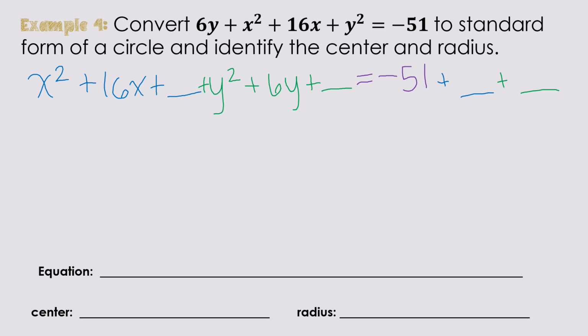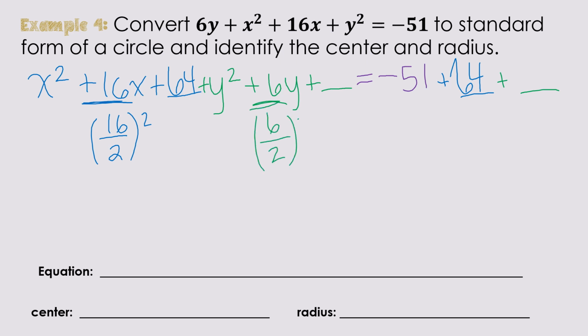All right, so to find our first blank, we're going to take b, which is positive 16. We're going to divide it by 2, which is 8. And then we're going to square 8, which is 64. Balance it by putting it on both sides of the equation. Now we're going to look at our b value, which is 6. We're going to divide it by 2, which is 3. We're going to square 3, which is 9, and we're going to put that on both sides of the equation to balance it.